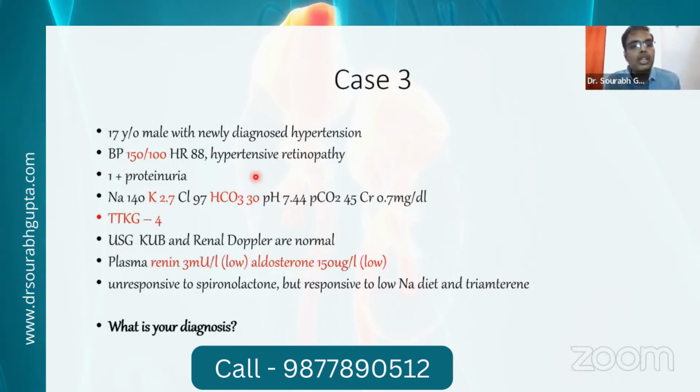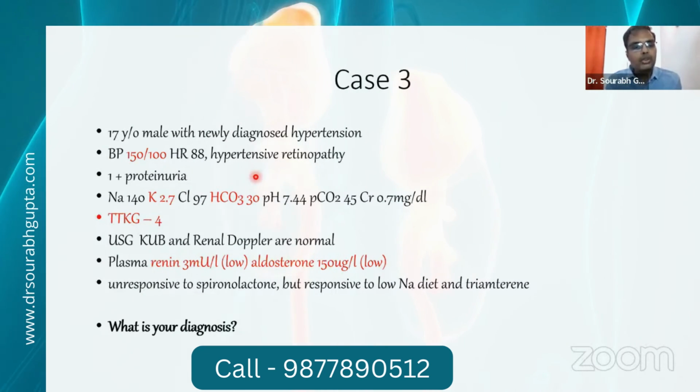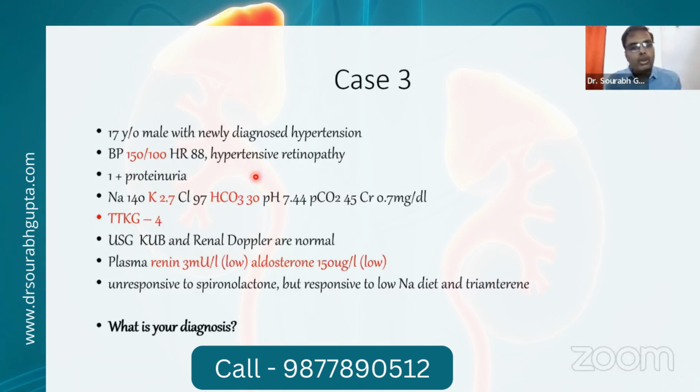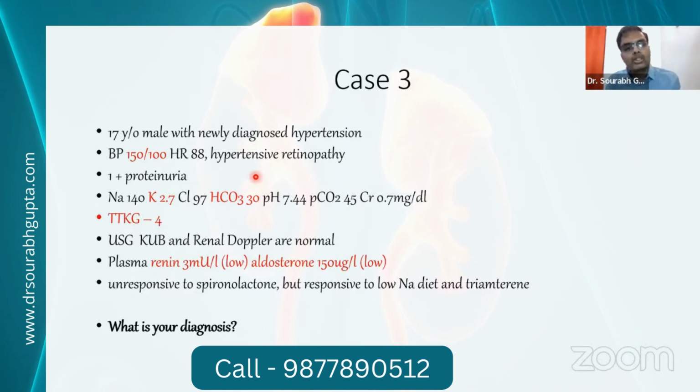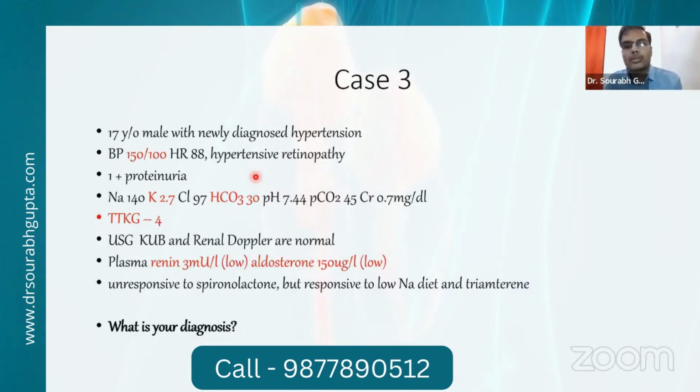His TTKG was 4, which is high given that he is still hypokalemic. So we got his renin level, and it was low. We also got his aldosterone level. So we sent renin aldosterone ratio, and both were low. So there is something which is causing aldosterone-like symptoms, but it is not aldosterone.